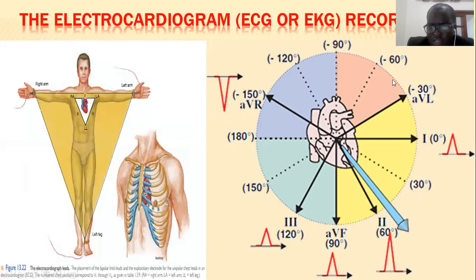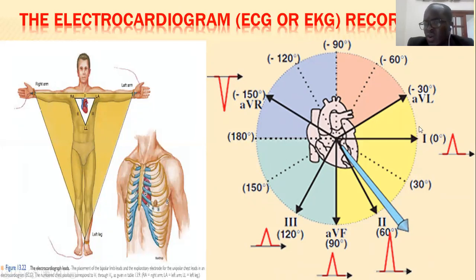So when you draw this circle, it means when you put a straight line at the center of the circle, the straight horizontal line here, this will be the axis for lead one. So lead one is at 0 degrees. On the other side, it will be 180 degrees. This is your lead one.